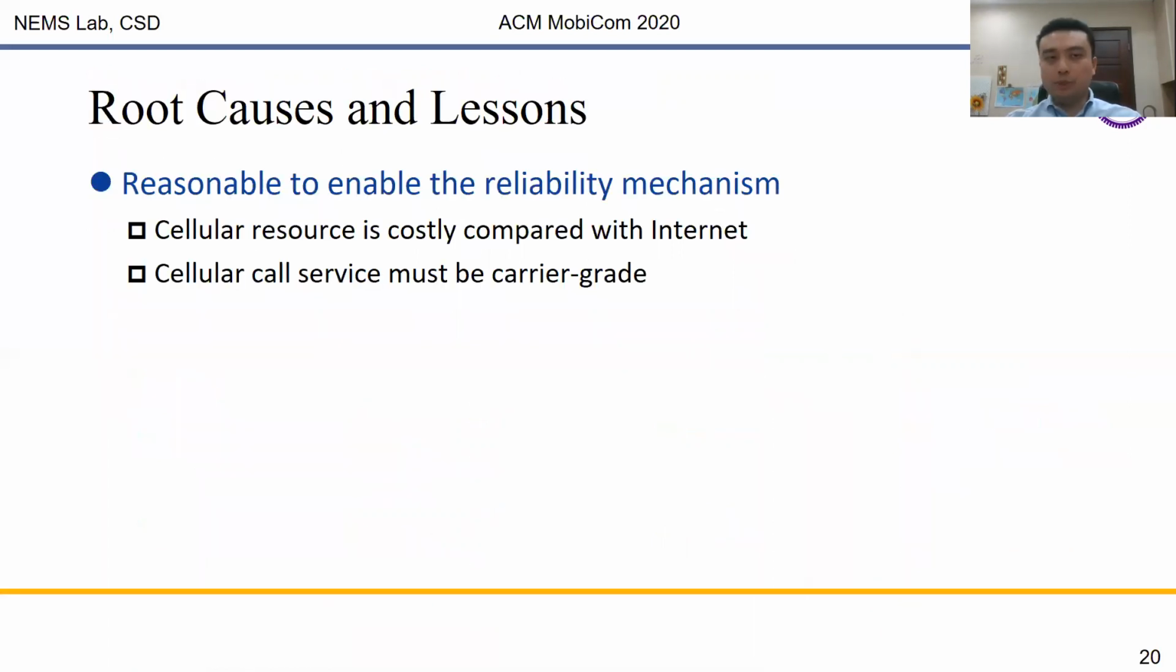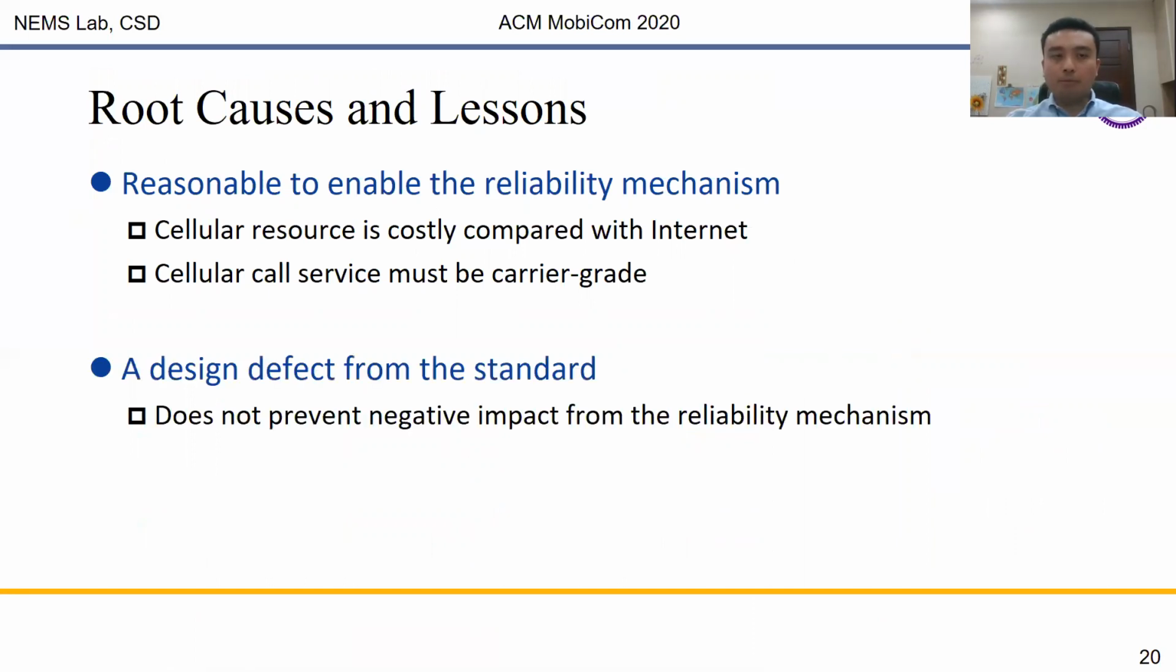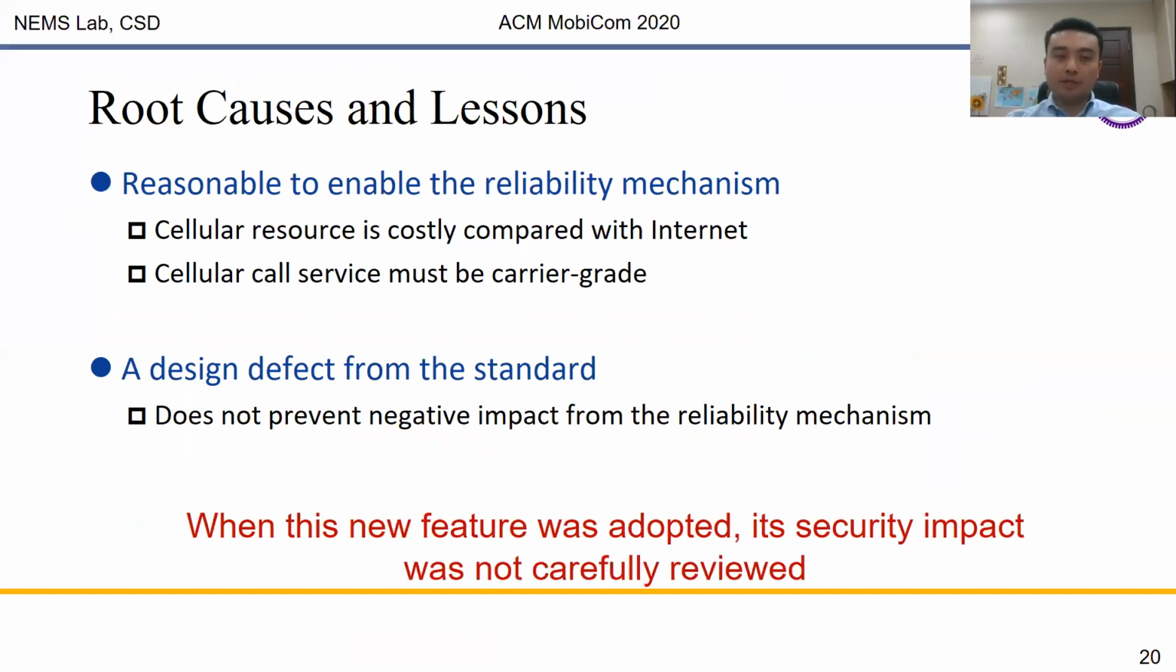It is reasonable to enable the reliability mechanism because cellular resource is costly compared with internet, and the cellular call service must be carrier grade. It can be considered as a design defect from the standard because the standard does not prevent negative impact from the reliability mechanism. Apparently, when this new feature was adopted, its security impact was not carefully reviewed.